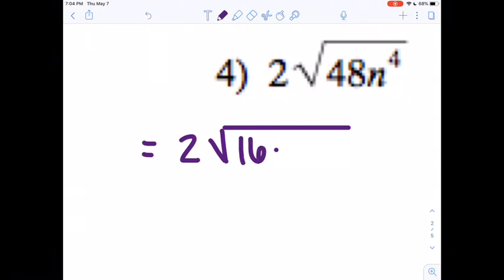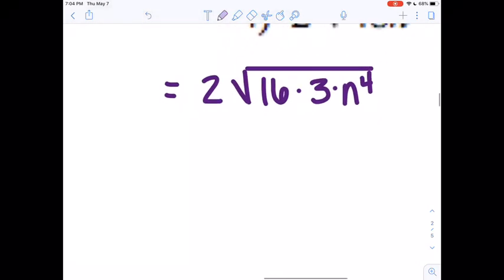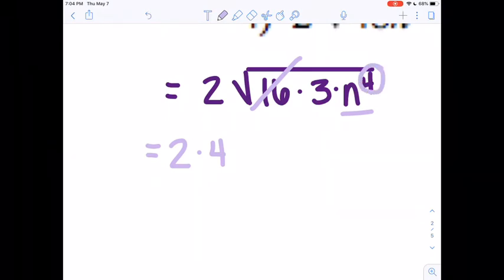So I'm going to split this up into 16 times 3, and I'm going to leave that n to the 4th. And what you need to do is take the square root of every perfect square. Leave the 2 out there, and the other perfect squares that come out are going to multiply by that 2. Well, I know 16 is a perfect square, so the square root of 16 is 4. And I know n to the 4th is a perfect square because 4 is an even exponent. To take the square root of that, all you have to do is divide the exponent by 2. So 4 divided by 2 is 2. So that's going to become n squared, and that is no longer inside of that square root.